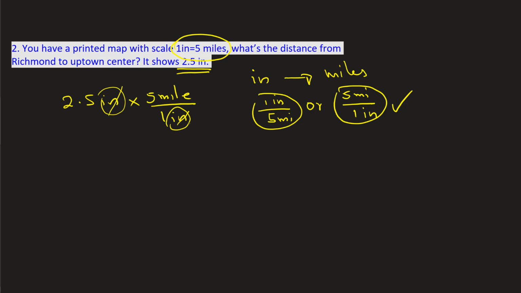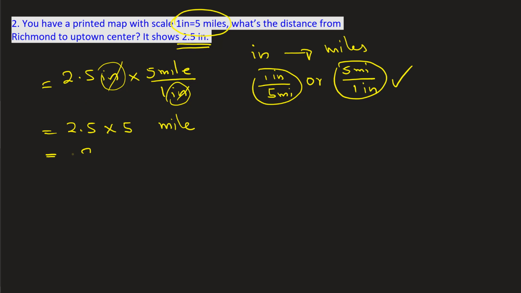So we are looking for the distance between the 2 cities, which is 2.5 inches. 5 mile divided by 1 inch, inch to inch cancels out. You are left with miles. 2.5 times 5, you should end up with how much? So that should be 12.5 miles. So that's the actual distance from point A to point B, or from Richmond to uptown in this case, right? So that's how conversion works.